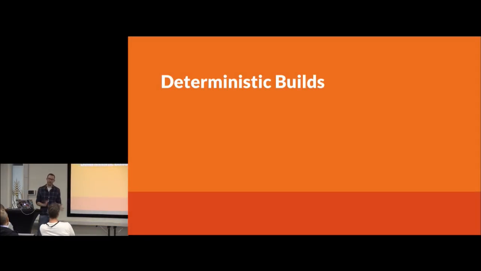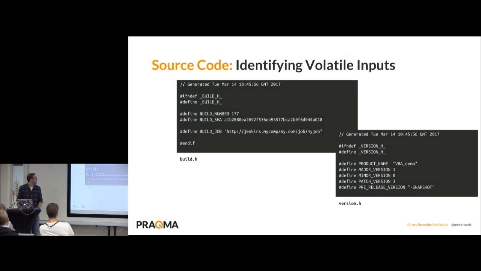Okay, so now we've got the environment under control. We're still not quite there yet. There's a few other things that we have to consider. It's actually quite a lot of things we have to consider. So the first thing is we want to make sure our inputs to the build process are stable. We can't have volatile inputs because as soon as you do, you no longer have reproducible builds.